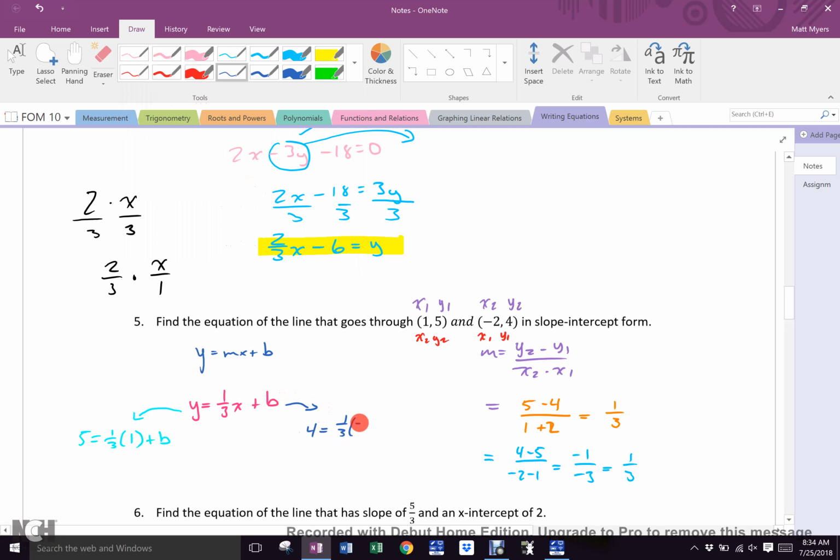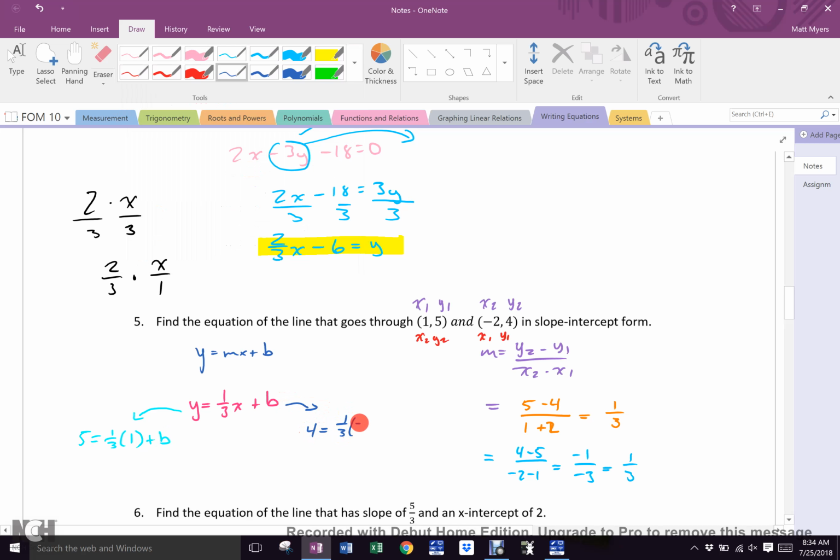Look at 6 and tell me what form I should use. A lot of people said slope-intercept. Why did you say slope-intercept? Because it says slope and intercept. Except look. What does that say? X-intercept. A bunch of you would tell me, oh, Myers, you just put this in to see if I was paying attention. Ha, ha, ha. Y equals 5/3 x plus 2.